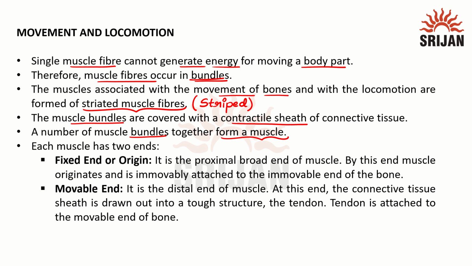Now each muscle has two ends. One is the fixed end or the origin, and the other is the movable end. The fixed end is the proximal broad end of the muscle. By this end, the muscle originates and it is immovably attached to the immovable end of the bone. The second part is the distal end of the muscle, and at this end the connective tissue sheath is drawn out into a tough structure, that is the tendon. This tendon is attached to the movable end of the bone.